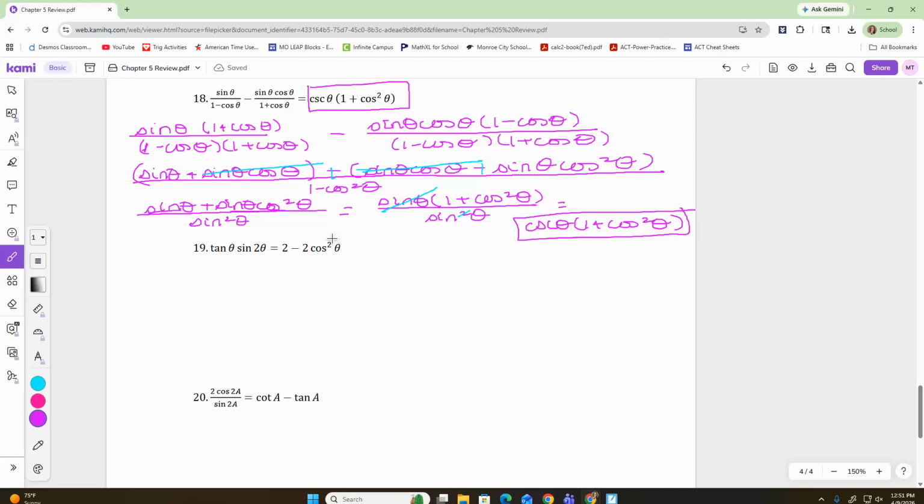Problem 19. What do you notice if you look at the angles? Theta, 2 theta, and theta. If you have a double angle, you need to start there. What is sine 2 theta?